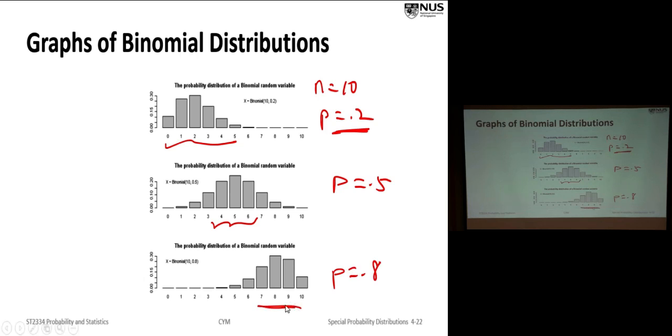So you can see that when p is small, what do we call this? It's right skewed, because it has a long tail on the right side. So this one is a right skewed distribution. This one is sort of symmetric. All right, symmetrical. This one is left skewed. Left skewed means they have a long tail on the left side.